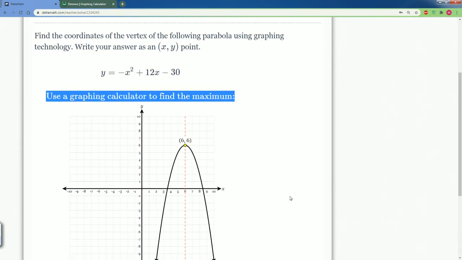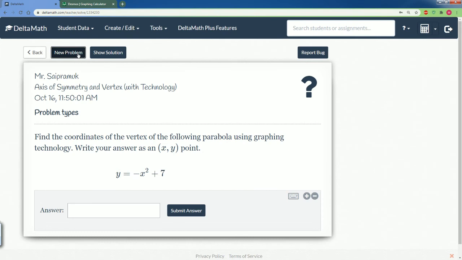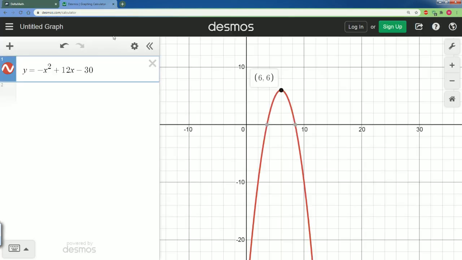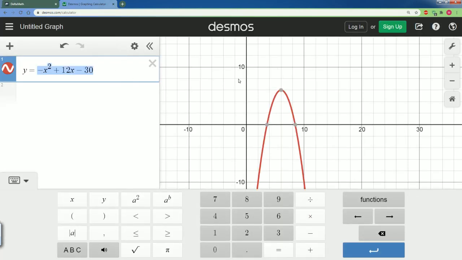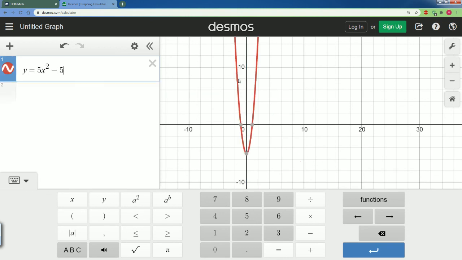Okay, and next hopefully we can get a line of symmetry question. Perfect. Axis of symmetry. So we have it here: y equals 5x squared minus 50x plus 130. Let's enter this into Desmos. So y equals 5x squared minus 50x plus 130.